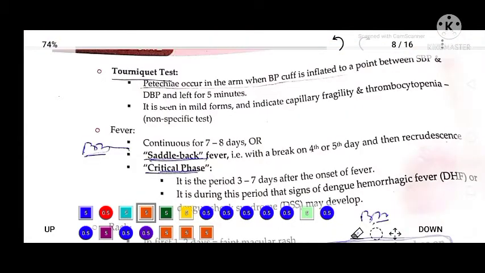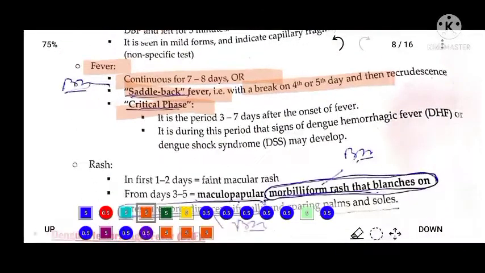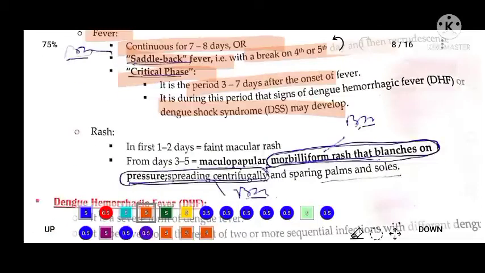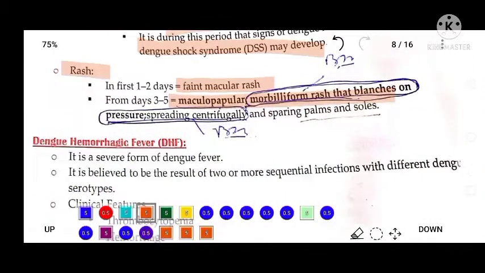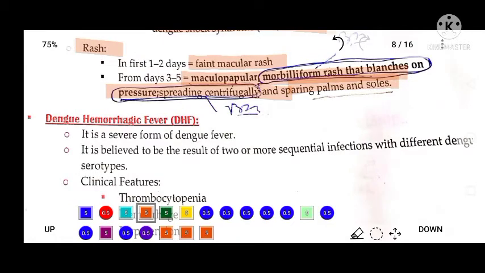The test for diagnosis of dengue is the tourniquet test, in which petechiae are counted, because dengue causes thrombocytopenia. The fever is continuous, not like the step-ladder pattern of fever in typhoid, and saddleback fever is present, which breaks on the fourth or fifth day. There is also a critical phase, 3 to 7 days after onset of the fever, and dengue shock syndrome develops. Rashes are also present because of thrombocytopenia: maculopapular rashes with morbilliform rashes that blanch on pressure and spread centrifugally, spreading to the palms and soles.